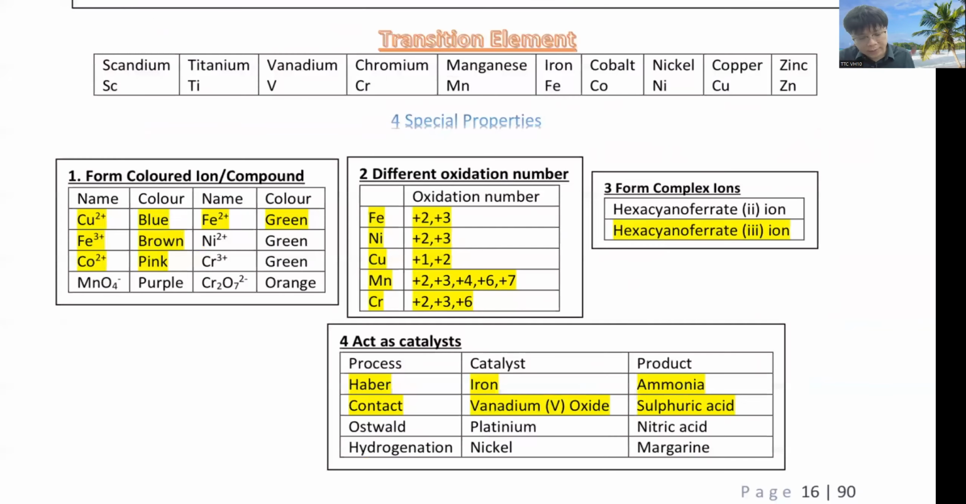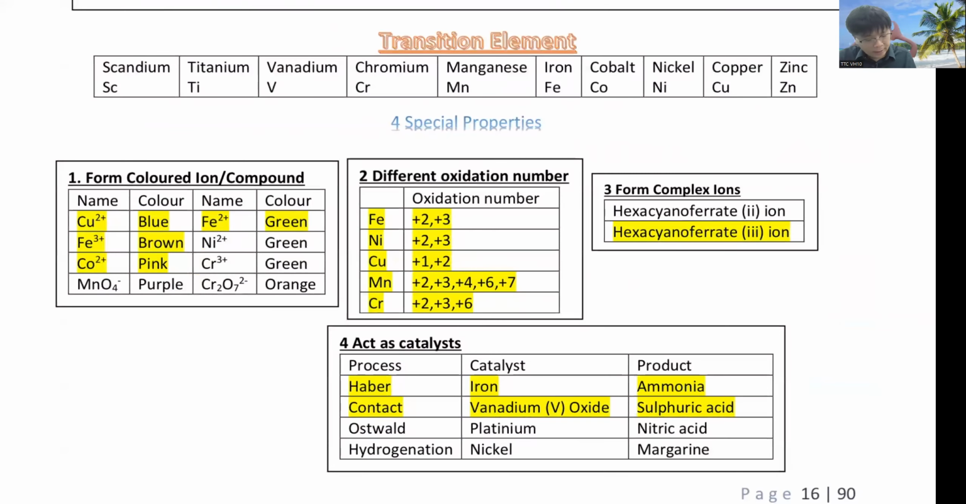Then for transition elements, you need to memorize the special properties. They have colored ions, meaning they have different colors. Non-transition ions like Cl minus, I minus, Br minus, Na plus, K plus all have no color. But transition elements have color. Then different oxidation numbers: Fe has 2 plus and 3 plus, nickel has 2 plus and 3 plus, so these have different charges. They form complex ions, like hexacyanoferrate(II) and hexacyanoferrate(III).